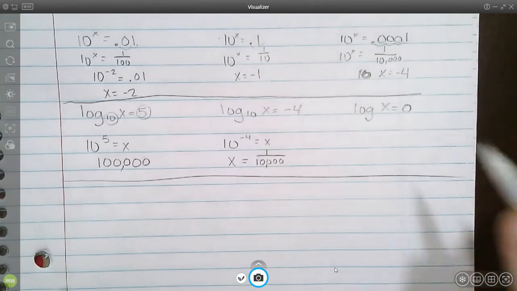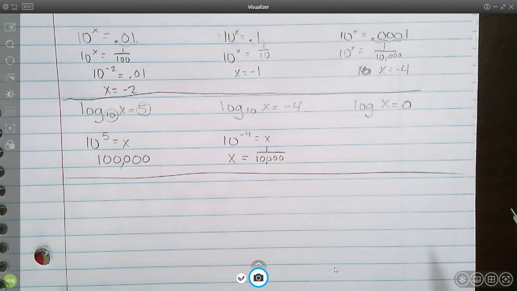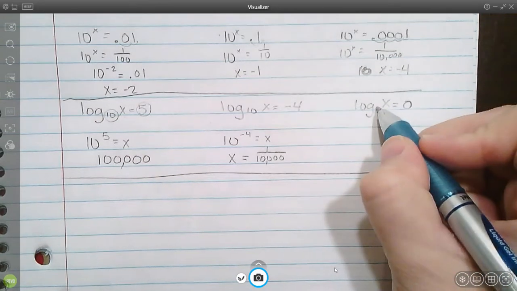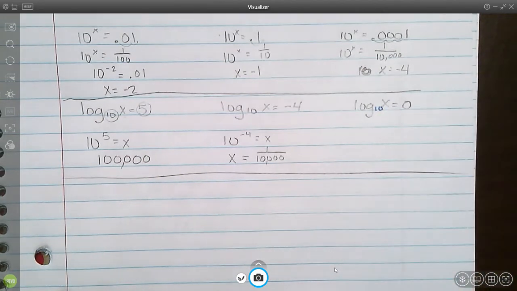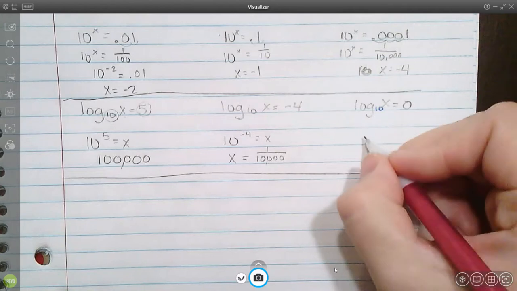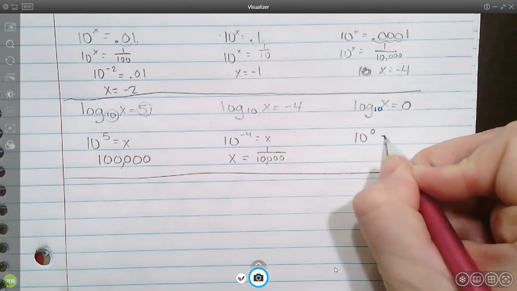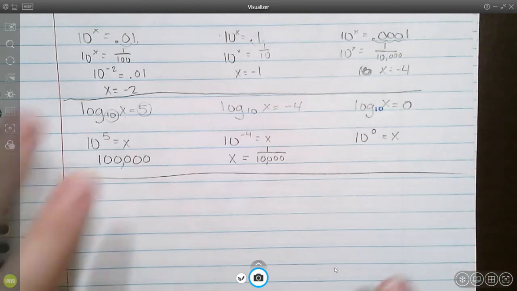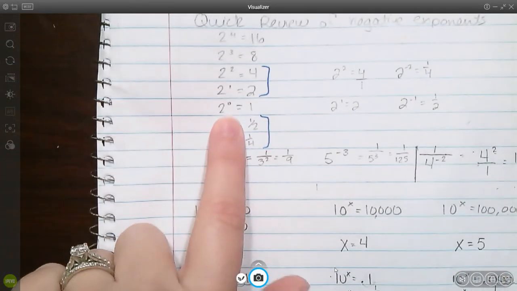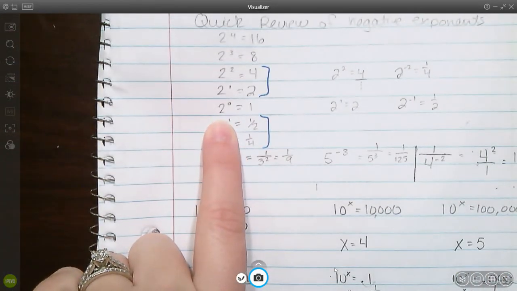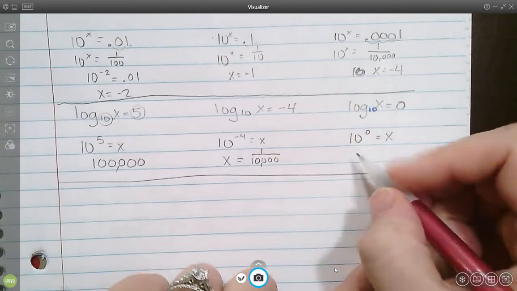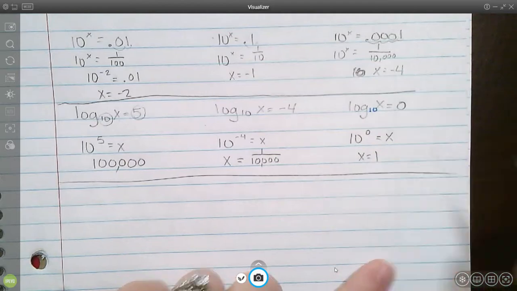Okay, and then here we just have log of x equals 0. So there's a couple things that are tricky. One, there's no base. So from our last video, you know that's going to be log base 10. So we have 10 to the power of 0 equals x. And if you go way back up here, anything to the power of 0 is always 1. So 10 to the power of 0, you're going to have x equals 1.